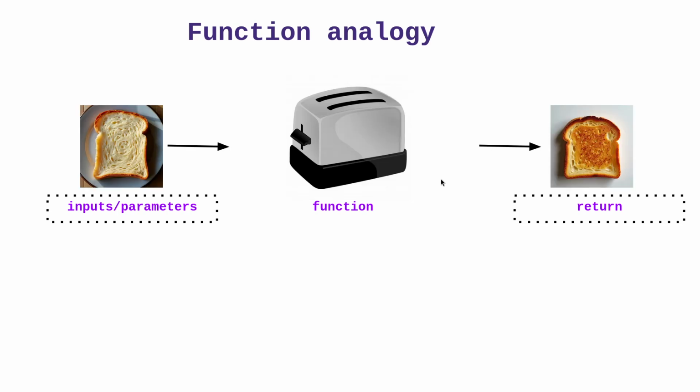Okay, so if we take the analogy of a toaster, we can give the toaster some inputs, which we will call parameters, and we will get back some output, which we will call a return. So in this case, the bread would be the input, and the toaster will return to us toasted bread, which is our return. Okay, so the toaster is our function. It does a specific task.